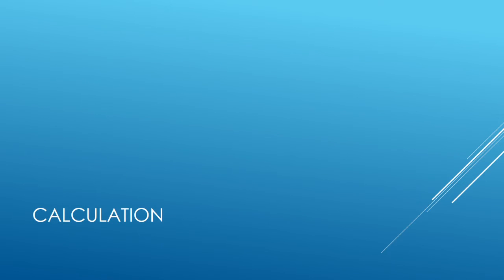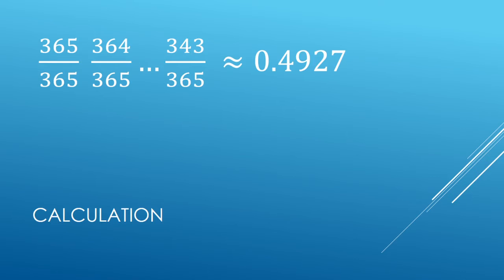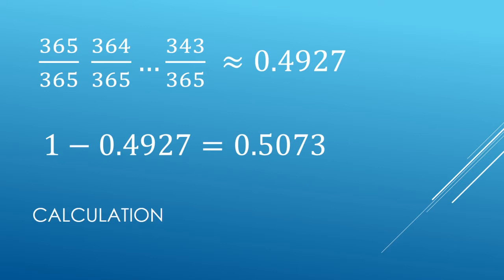Now how do we calculate this? So we're going to multiply 365 over 365 with 364 divided by 365 all the way up to 343 divided by 365. So there's going to be a total of 23 fractions. And when we multiply this, we get 0.4927. So that is the probability that no birthdays will be shared out of the group of 23. And we subtract it from 1, and we get 0.5073. So there's a slightly greater than 50% chance that at least 2 people will share the same birthday.